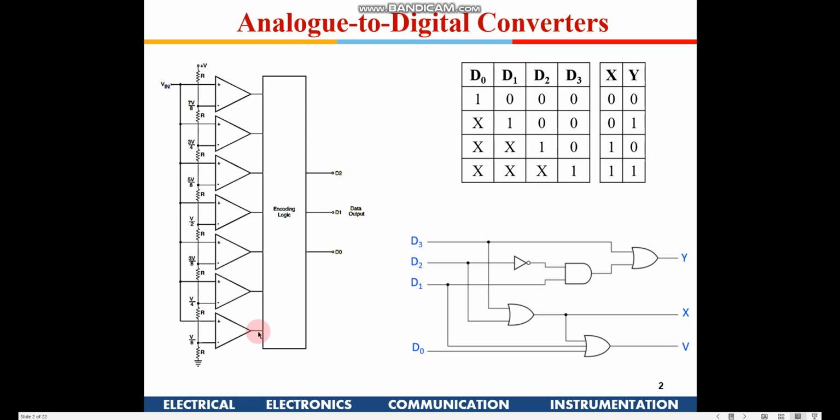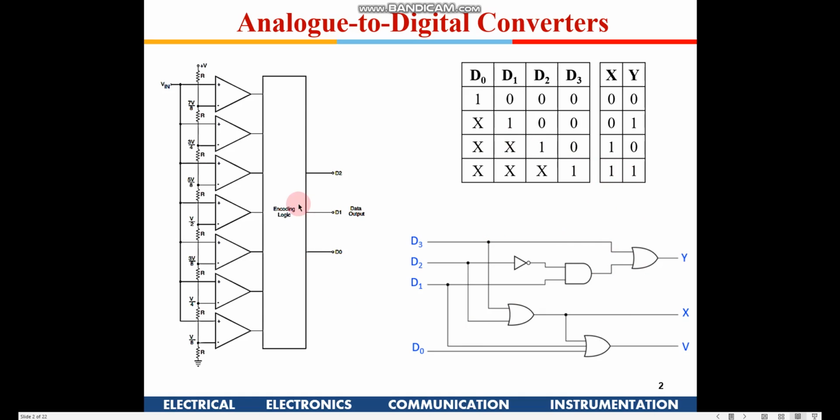So you can make an encoder logic, normally a priority encoder like this will be good enough. If you remember the priority encoder we studied a few days back, if D0 is 1, it will be 0 0, and if D1 is 1, irrespective of what is there in D0, it will be 0 1. So we saw a priority encoder, right?